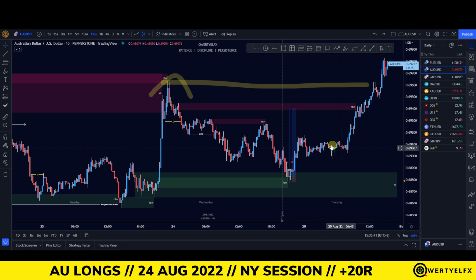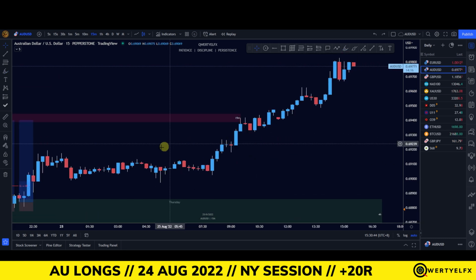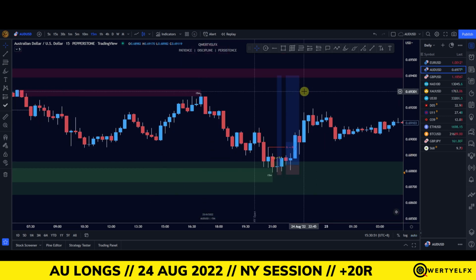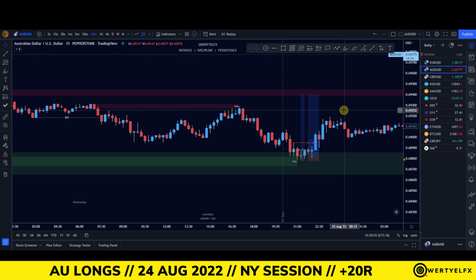So these two trades would have netted me 11.5 R on the first one and 9 R on the second one, for a total of 20. So yeah, that's how you have gotten all the trades on EU, AU and GU.